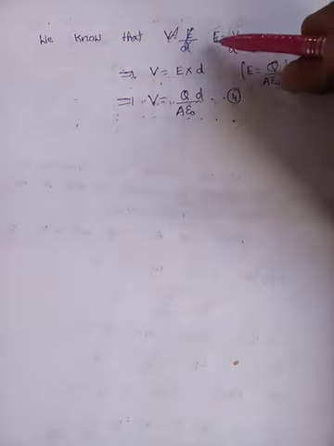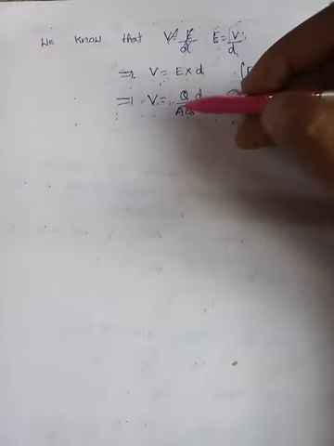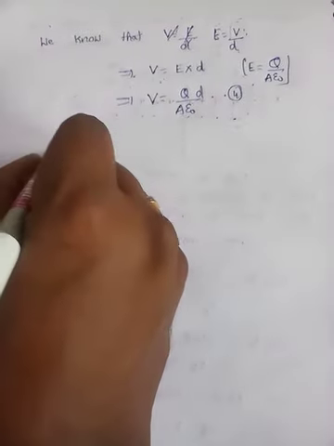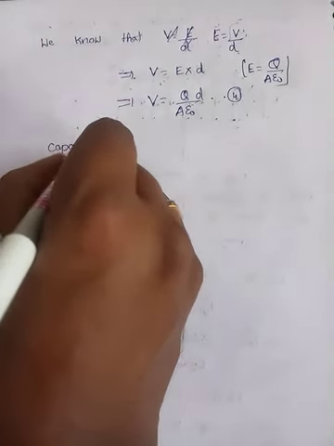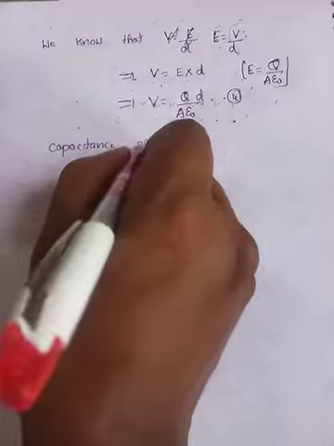Okay, clear? So what we said is that we already calculated the electric field and we have to calculate the potential. So we come to the relation between electric field and potential. What is the relation? Electric field is equal to V by d. From this, V is equal to E d. What is E? Q by A epsilon naught, so V is Q by A epsilon naught into d. Now, the capacitance of a capacitor. The basic formula of the capacitance of a capacitor is what?